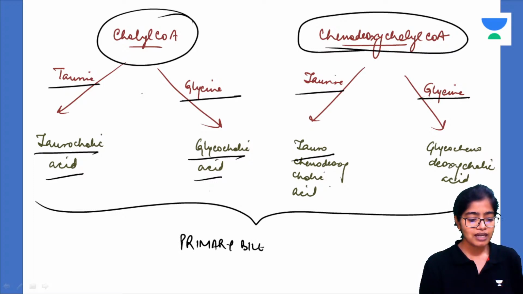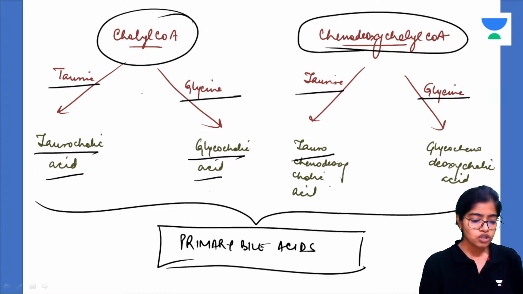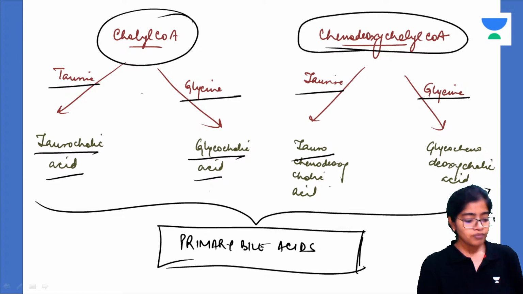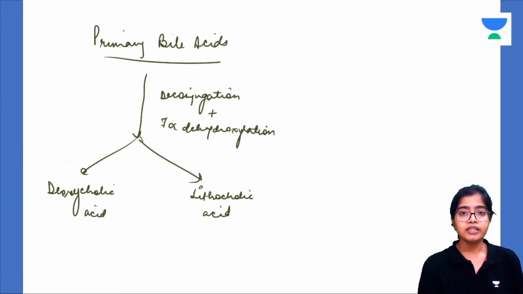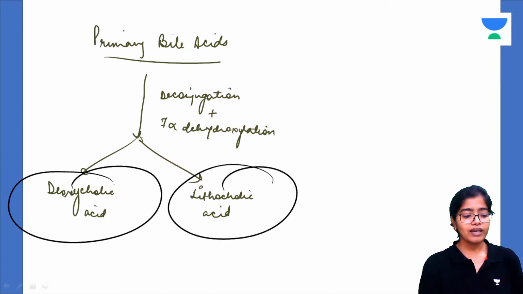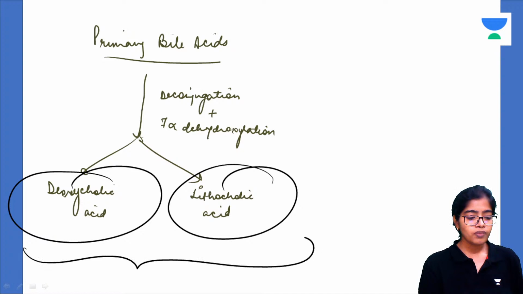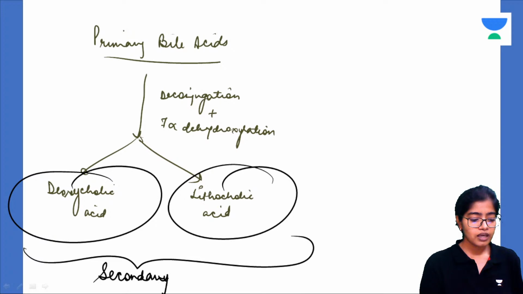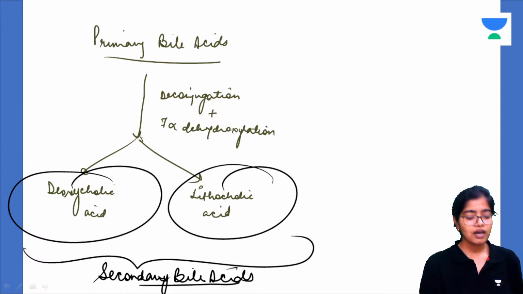What are primary bile acids? They are formed directly from hydroxylation of cholesterol in the intestine. Okay, now by the dehydroxylation and deconjugation of the primary bile acids, what forms is deoxycholic acid and lithocholic acid. And what are these 2? They are the secondary bile acids. What are secondary bile acids? They are formed from primary bile acids.